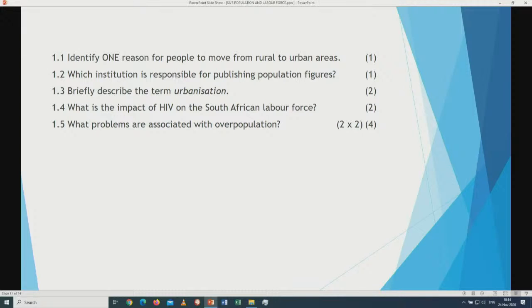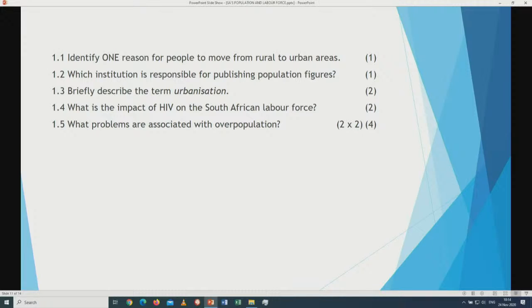Number 3, briefly describe the term urbanization. Normally the third question of the data response requires you to describe the concept. And then question number 4, what is the impact of HIV on the South African labor force? And then 1.5, what problems are associated with overpopulation?